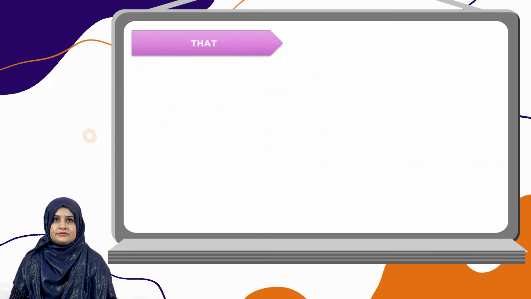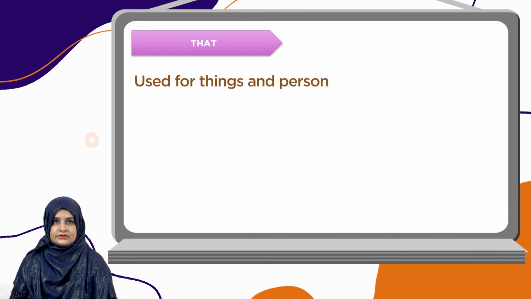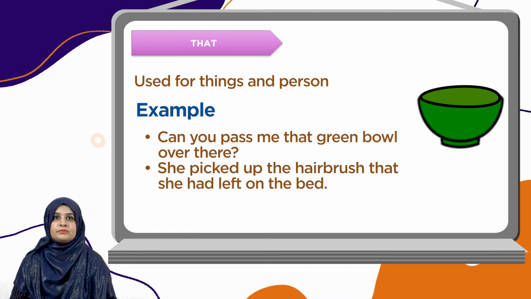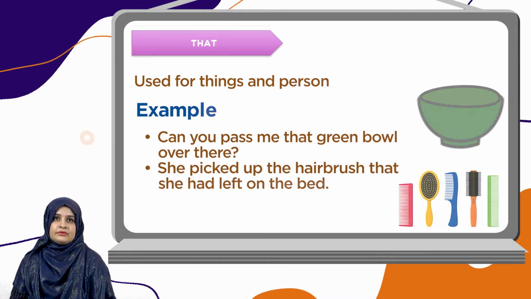Next we have that. That is used for things and persons. For example, can you pass me that green bowl over there? She picked up the hairbrush that she had left on the bed.